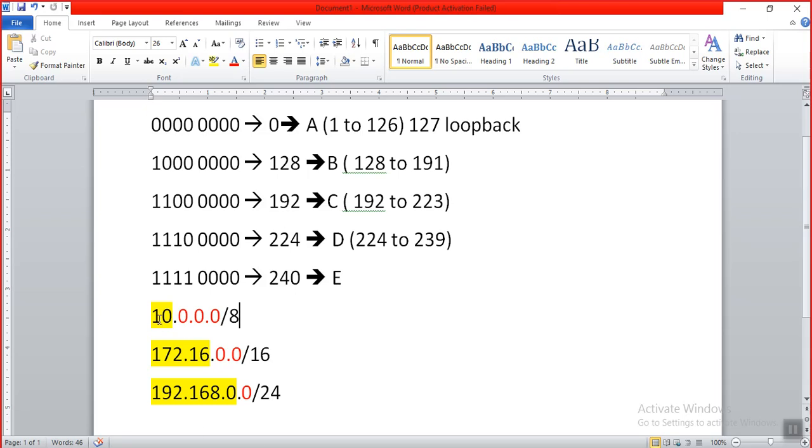But other than this 10 dot range, so many IPs are there, that is 1 dot, 2 dot, 3 dot, 4 dot, 5 dot, up to 126 dot. In between, only 10 dot is private. Other than this, the rest are all public. That means if you want to use any IP from this range, you have to purchase it from VSNL. VSNL is going to purchase from IEEE.